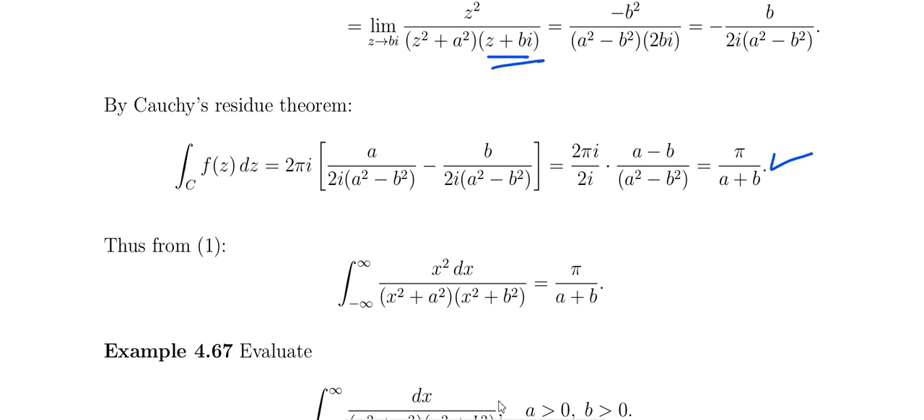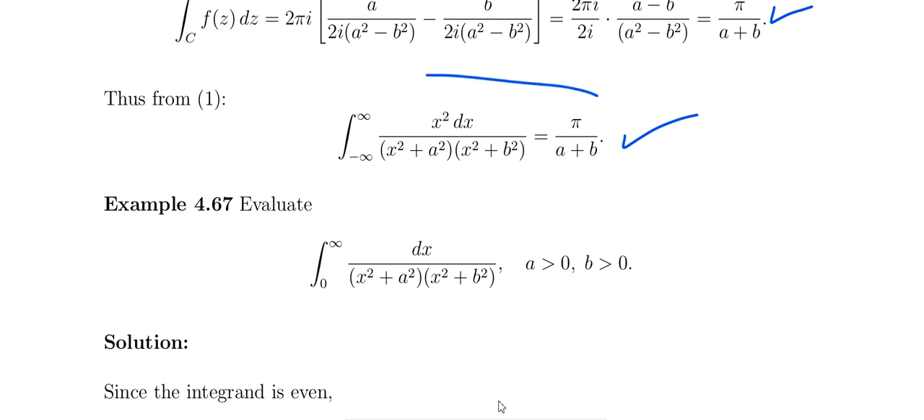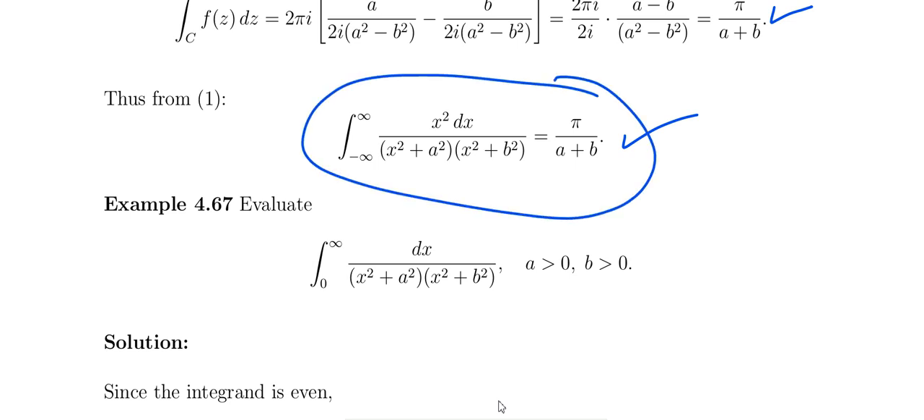So when you apply the Cauchy lemma, the integral from minus infinity to infinity is pi by a plus b. The result is standard, so remember it, since it cannot be derived lengthily each time: the integral from minus infinity to infinity of x square dx divided by x square plus a square times x square plus b square is pi by a plus b.